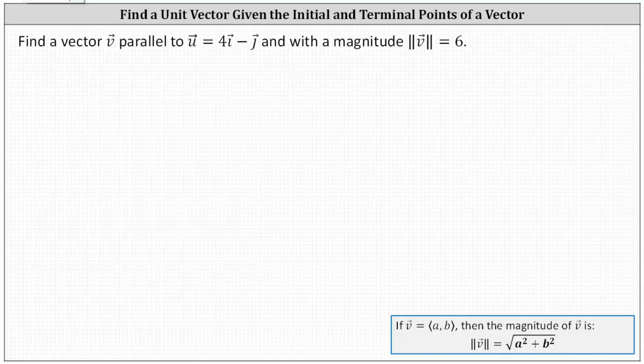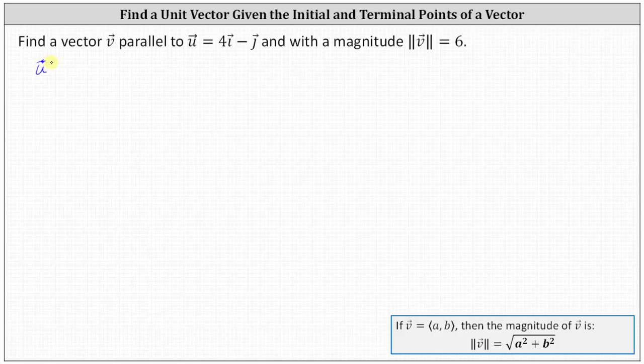Find a vector v parallel to vector u and with a magnitude of 6. This means we're looking for a vector v that points in the same or opposite direction of vector u that has a magnitude of 6, which must be a scalar multiple of vector u. Let's first write vector u in component form.